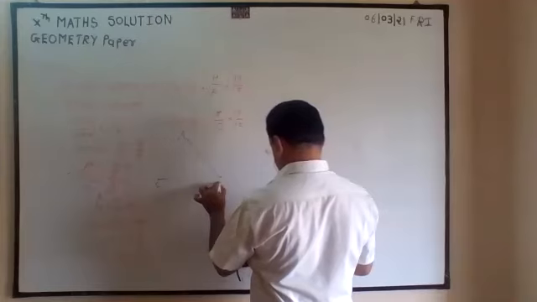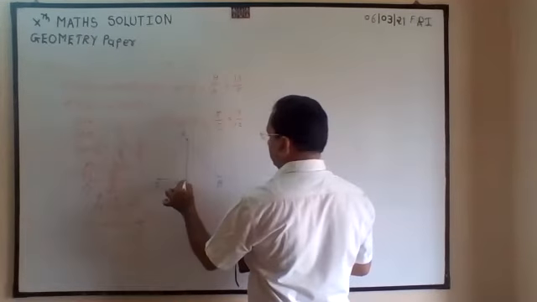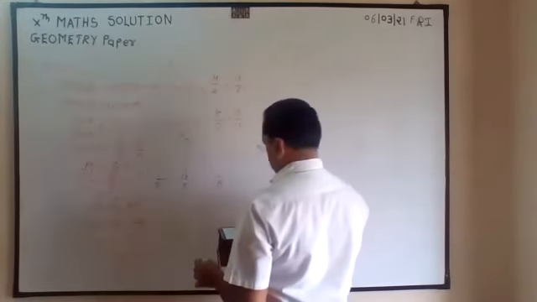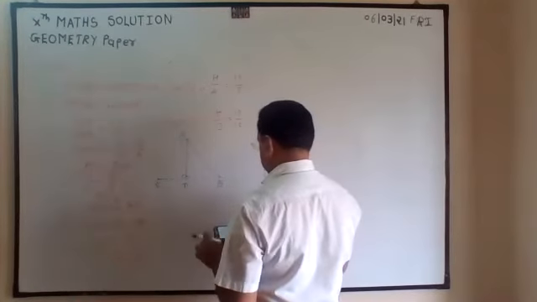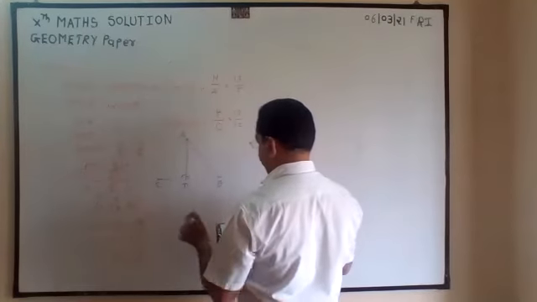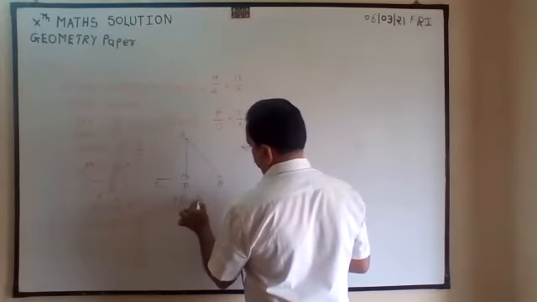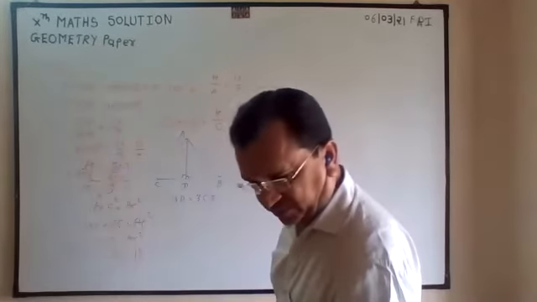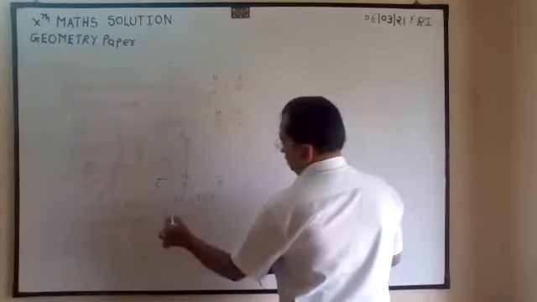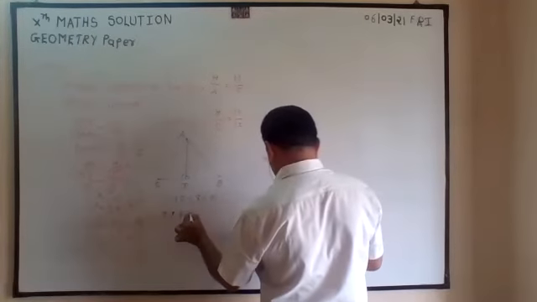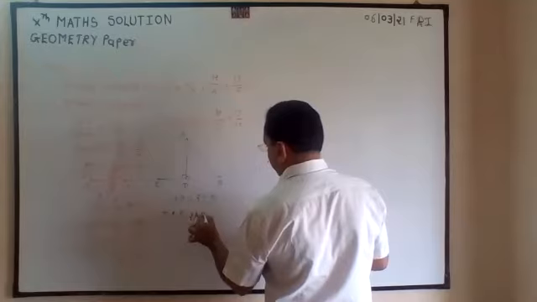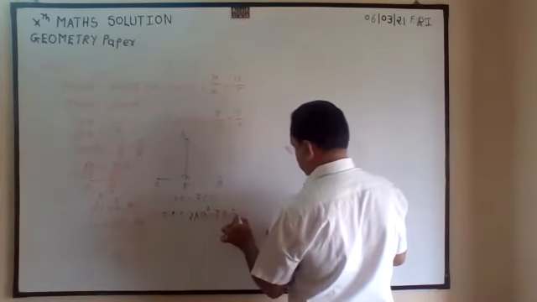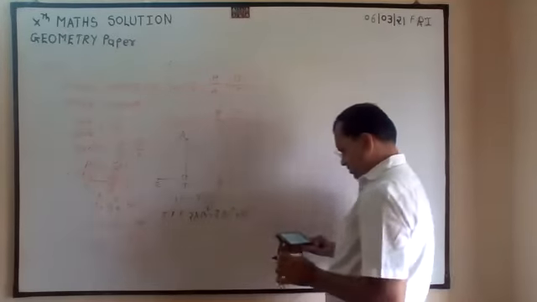In triangle with points A, C, B, D, BD is 3 times CD. Prove that 2AB square is equal to 2AC square plus BC square. This we have to prove.